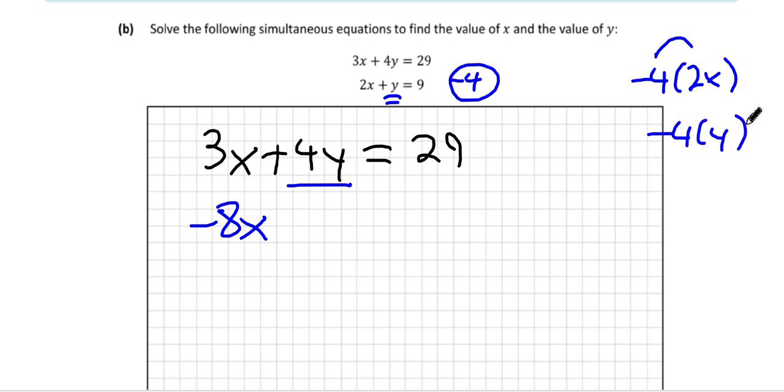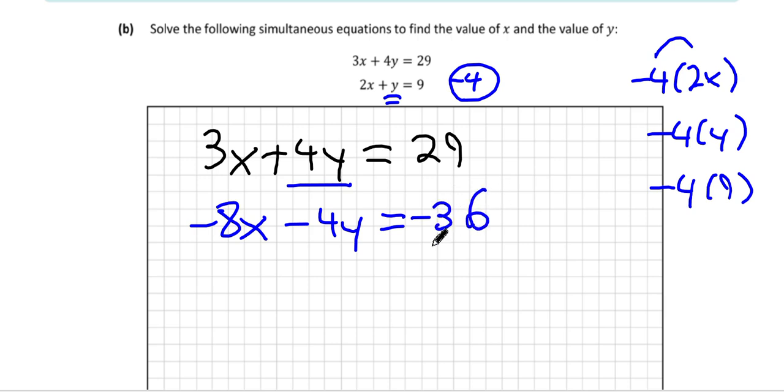And what do you get then? Minus 4 times y, minus 4y. And then minus 4 times 9. You can use your calculator. Your calculator will do it. Minus 36. And now you're going to add downwards, okay?